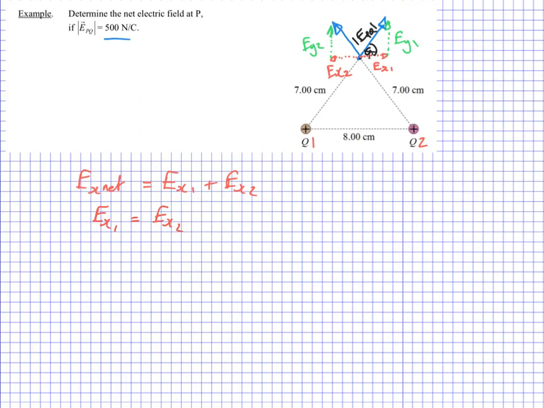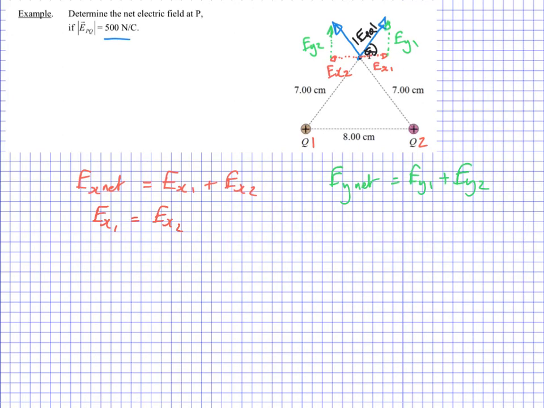So again, I'm going to make the statement that the net field for the y direction, well, that's going to be EY1 and EY2. This time, however, I am going to have a positive value because both of these green vectors are going upwards. So now I just need to get the angle.